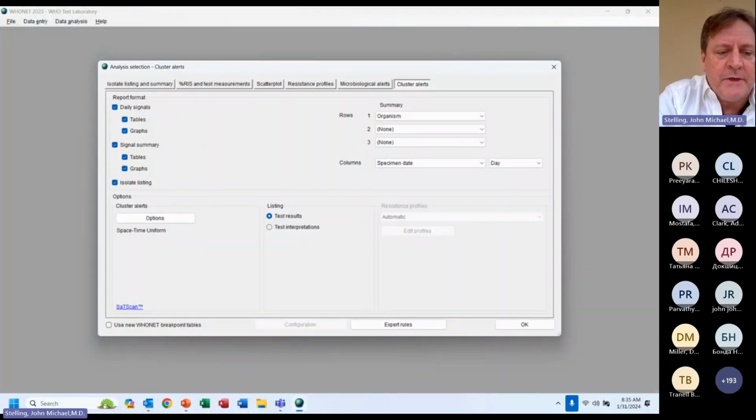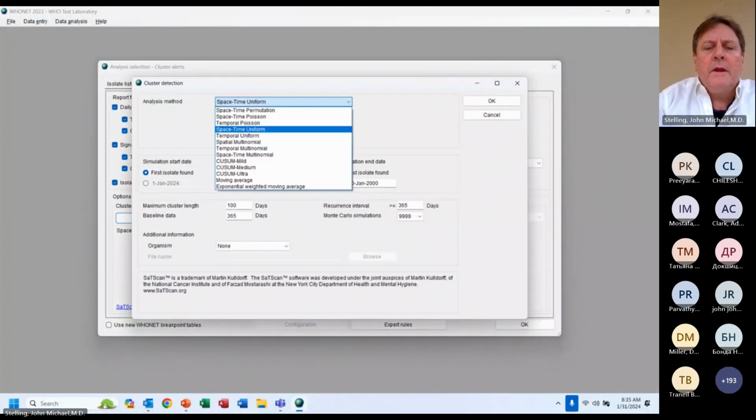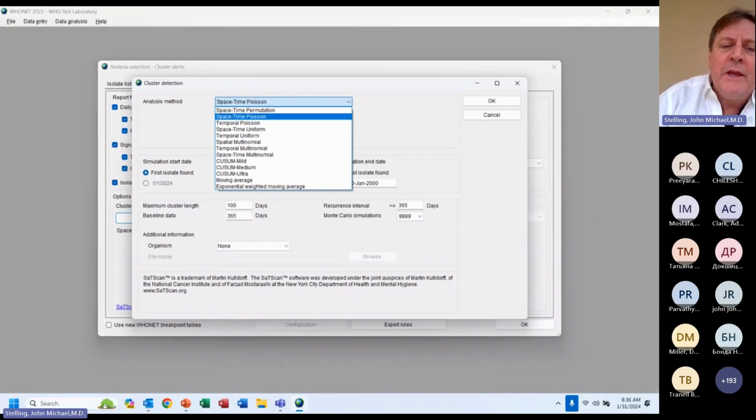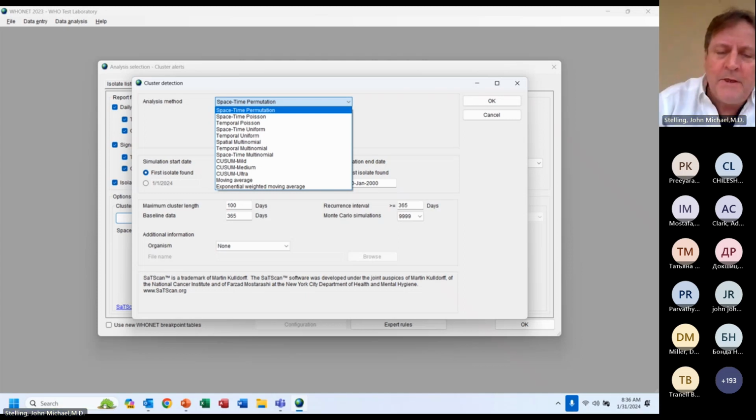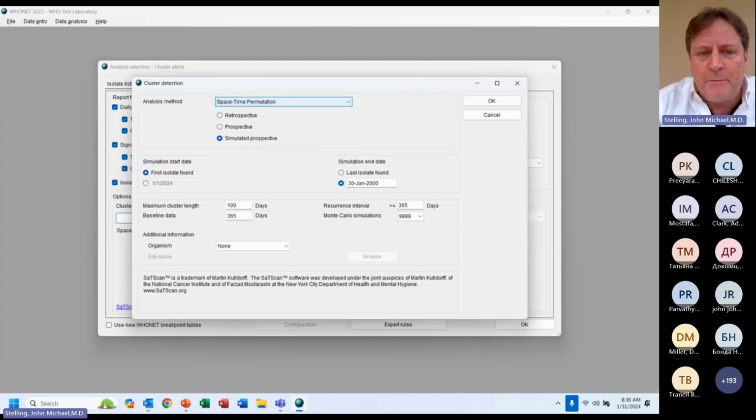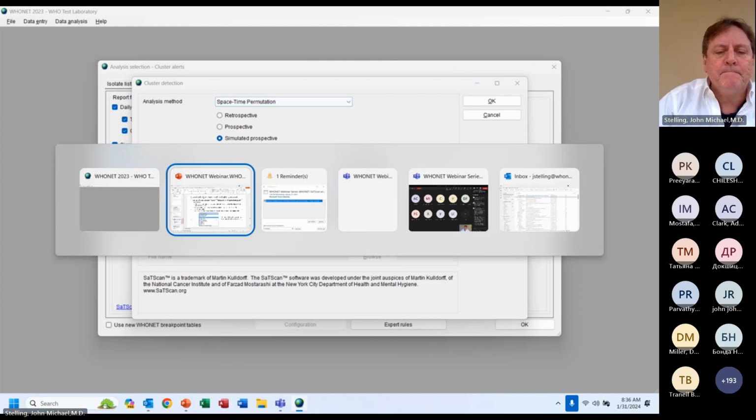Let me go back to that screen. We have found, generally speaking, that space-time uniform is giving us better results. However, it does need real baseline data. And with 1 month of data, I do not have real baseline data. Space-time permutation does not have that same assumption. So that's one advantage of space-time permutation, but it's not a real advantage because in real time, you always have baseline data. So for this demonstration, I will stay with space-time permutation.